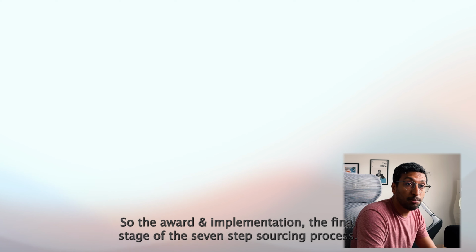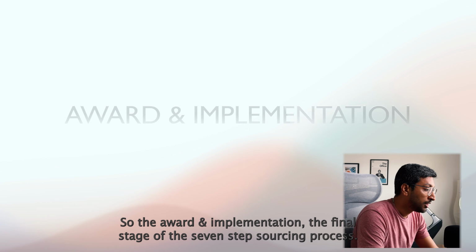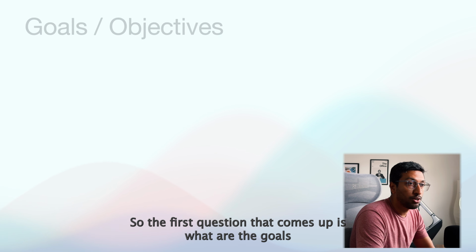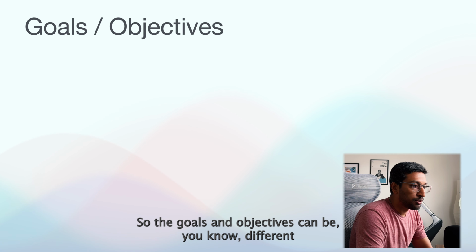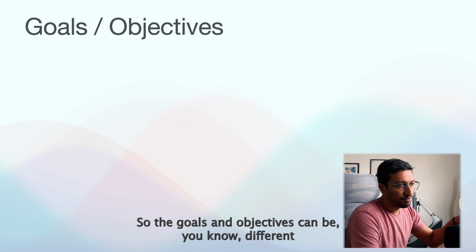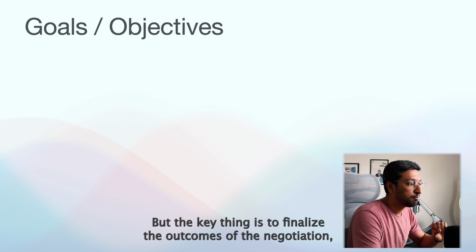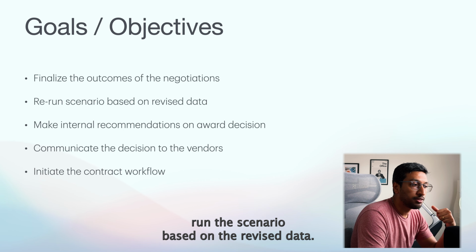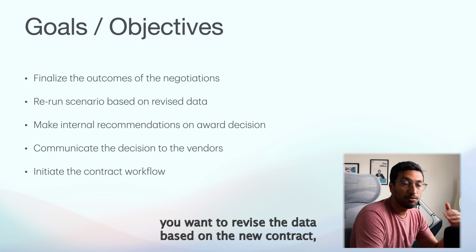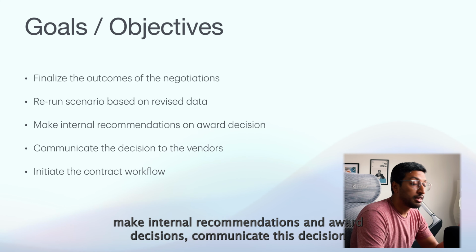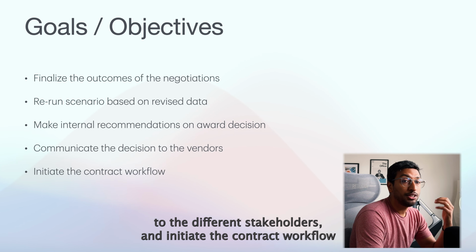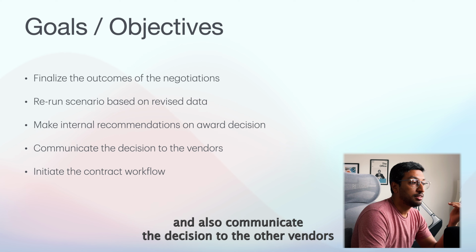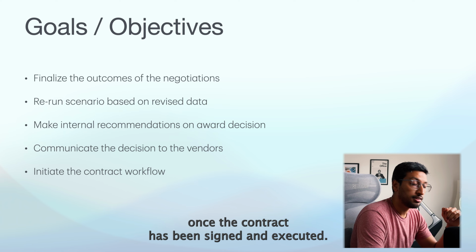All right, so the award and implementation, the final stage of the 7-step sourcing process. The first question that comes up is, what are the goals and objectives of this stage? The goals and objectives can have different aspects, but the key thing is to finalize the outcomes of the negotiation, run the scenario based on the revised data. So if you're going to award it to this new vendor, you want to revise the data based on the new contract, make internal recommendations and award decisions, communicate this decision to the different stakeholders, initiate the contract workflow, and also communicate the decision to the other vendors once the contract has been signed and executed.